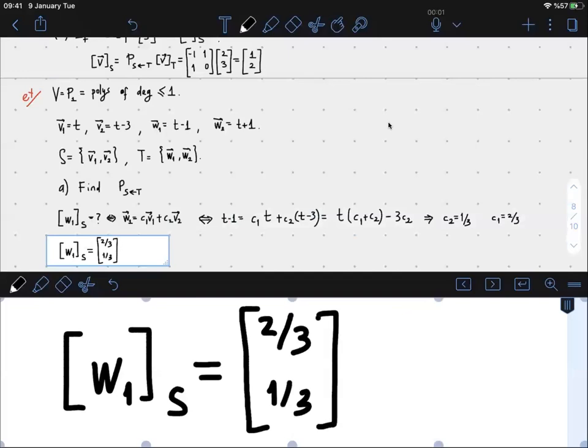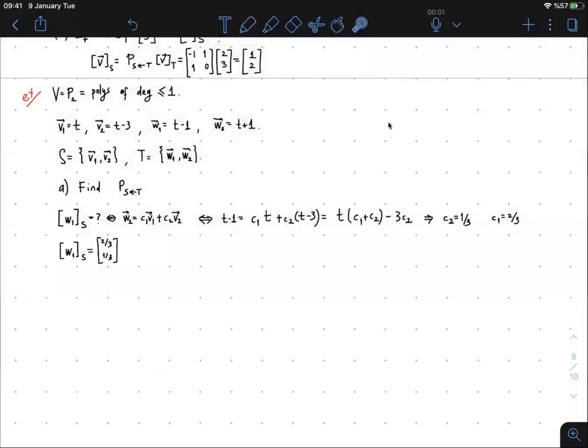And once again, what does this mean? Let me show you once again. So what this means is W1 vector, which is T minus 1 polynomial, is 2/3 times T plus 1/3 times T minus 3. So this means that thing.